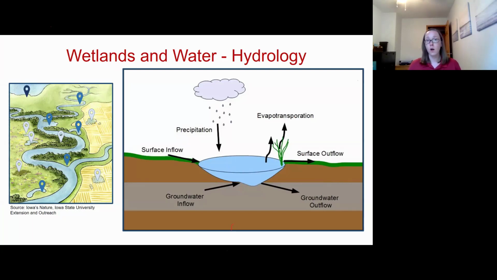So when we think about where water comes from, there are three main sources of water to wetlands: precipitation, surface inflow, and groundwater inflow. And then there are three main exports of water from wetlands: groundwater outflow, surface outflow, and evapotranspiration, which is water loss either through evaporation directly from the wetland surface or water loss through plants through transpiration.